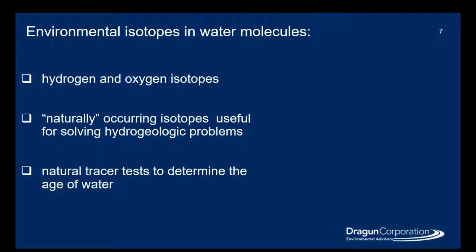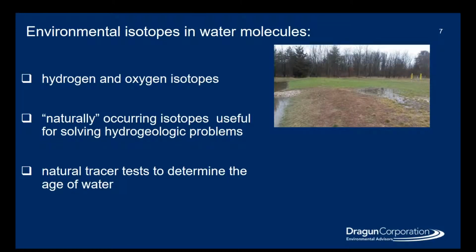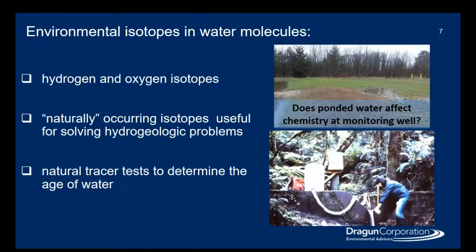We can use them in natural tracer tests on a very large scale to determine the age of water. And we've got some different examples that we can look at. The one that I just put up on the screen shows a pond on the left and wells on the right in the yellow. And the question is, does the ponded water affect the chemistry at the monitoring well? And we can answer this question by looking at oxygen and hydrogen isotopes.